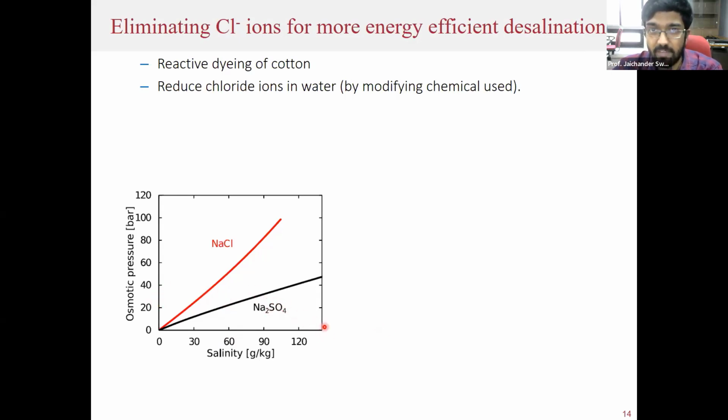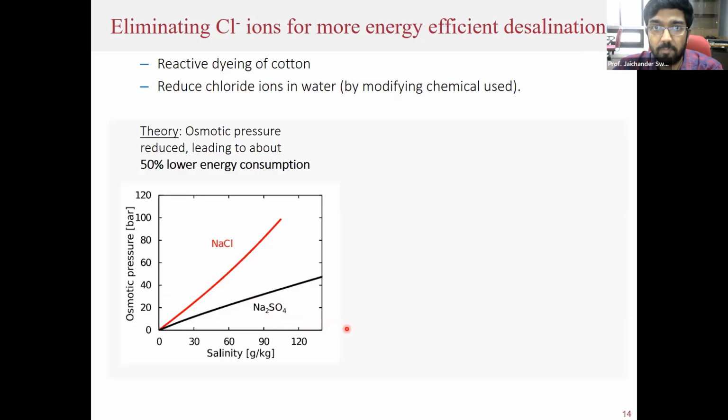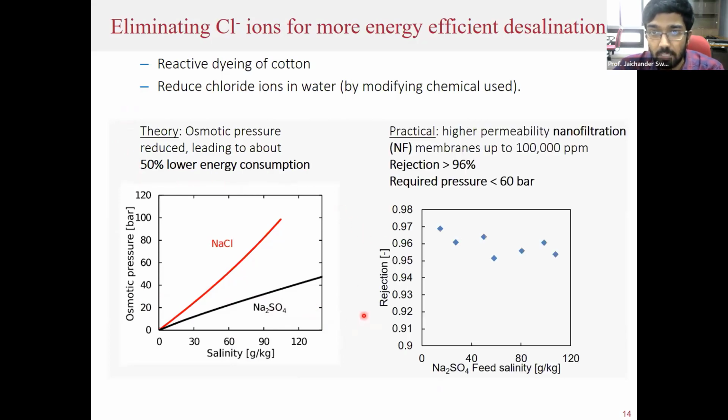So for the sodium sulfate, we need a lower pressure. Right? So that's, from a purely theoretical or analytical perspective, the advantage of having sulfate as the anion. In addition, the practical advantage is what I mentioned in the previous slide: if you use a solution which has only sodium sulfate, or sulfate as the anion, without any chloride, you can actually use nanofiltration, which is not usually a desalination technology, to effectively perform desalination.